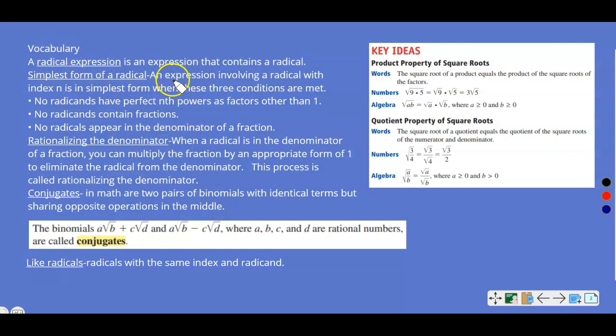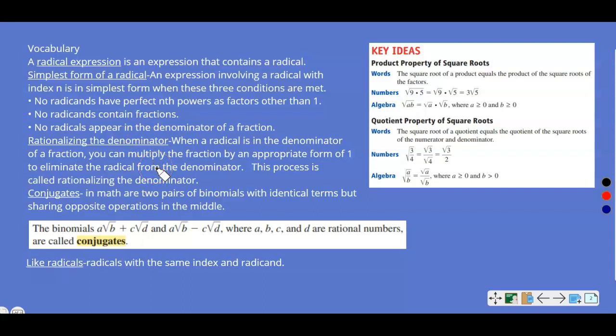All right, so a radical expression is an expression that contains a radical. So if it has a square root or a cube root, again, remember that's a radical. Simplest form of a radical: an expression involving a radical with an index n is in simplest form when these three conditions are met. No radicands have perfect n powers as factors other than 1. No radicands contain fractions. No radicands appear in the denominator of a fraction. So those are three things that you need to remember and take note of.